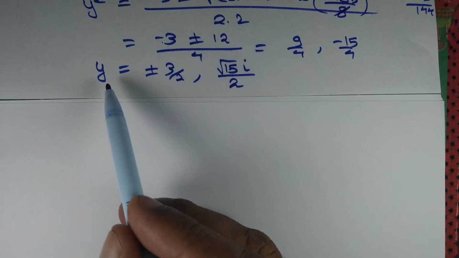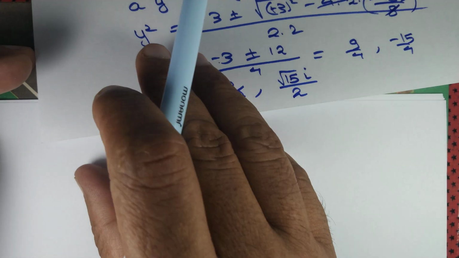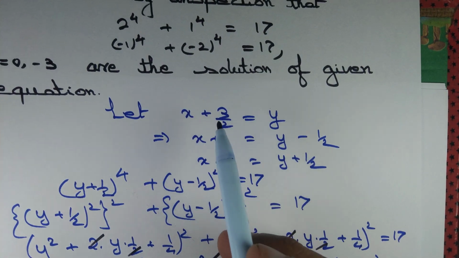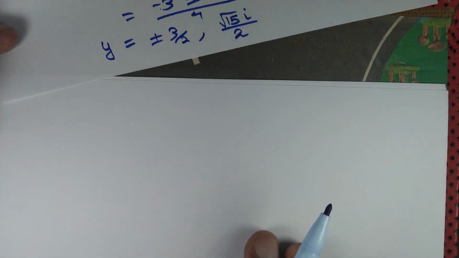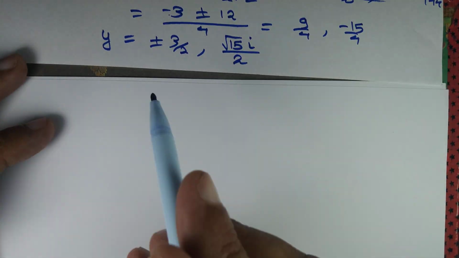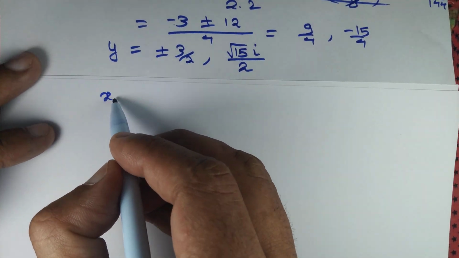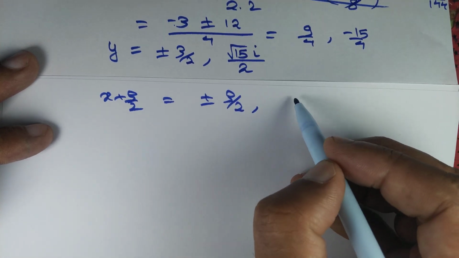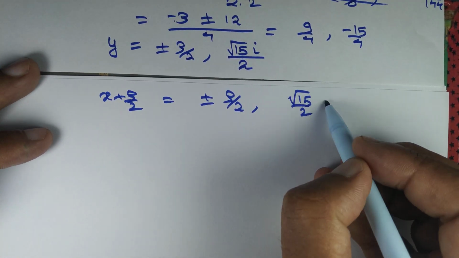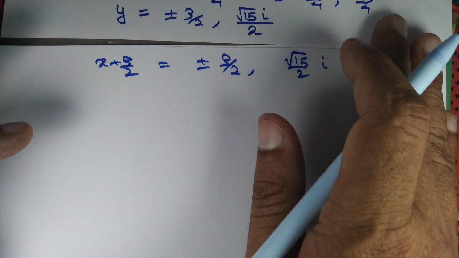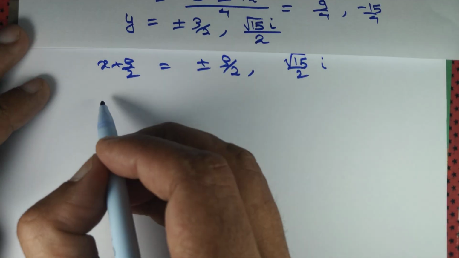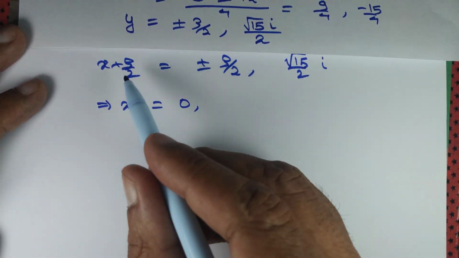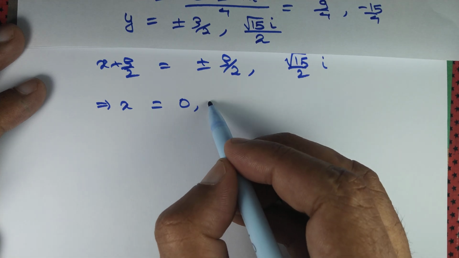But initially we have assumed that y equal to x plus 3 by 2. y equal to x plus 3 by 2. So we replace y by x plus 3 by 2. So we obtain x plus 3 by 2 equal to plus minus 3 by 2, comma, root 15 by 2 times i. That gives us x equal to, when I take plus 3 by 2, 0. When I take minus 3 by 2, minus 3 by 2 and minus 3 by 2, that's minus 3.